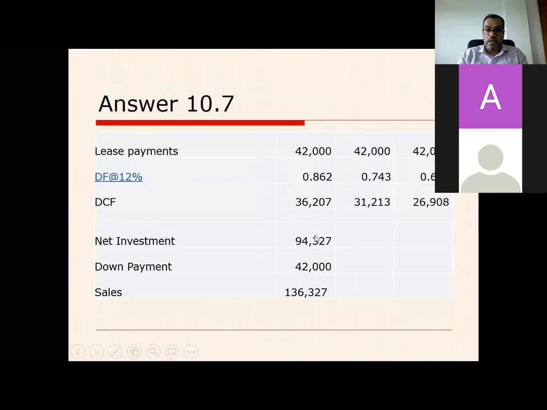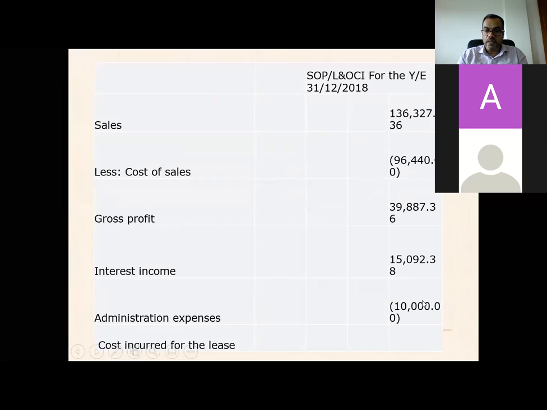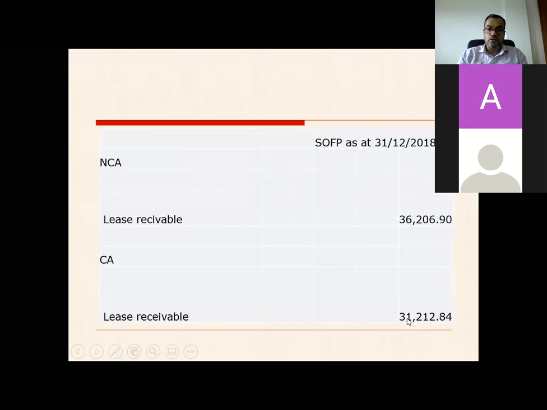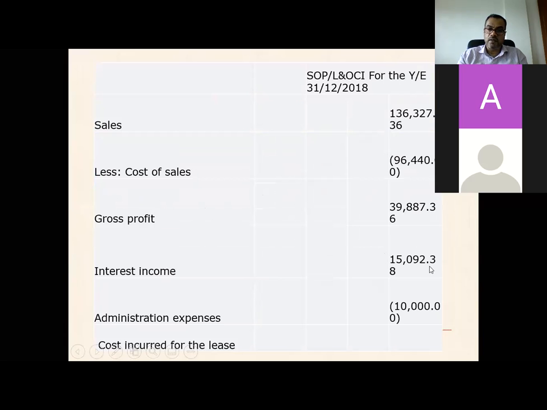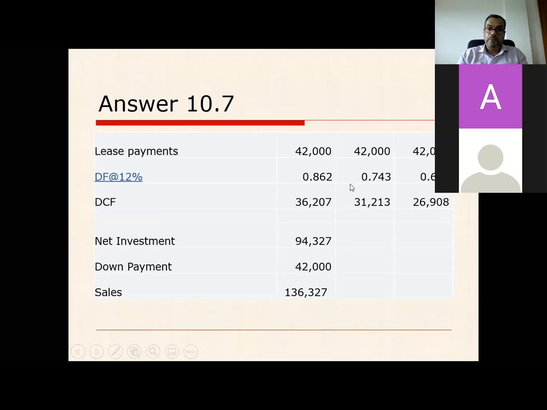So next year's amount. I think there is a miscalculation. Anyway, what you have to do is just check whether that is correct or not. 32,000 should be your 42,000, that is your rental, minus next year's interest. Here it has been taken as 12, that is the mistake. 94 into 16 would be 15,000 something. Sorry, that 15,000 is for the current year.